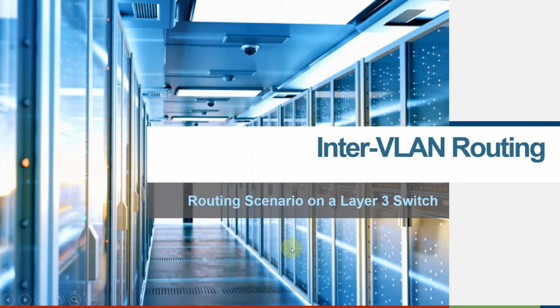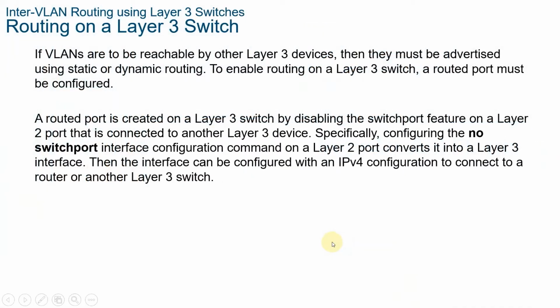Routing scenario for a layer 3 switch. If VLANs are to be reachable by other layer 3 devices, then they must be advertised using static or dynamic routing. To enable routing on a layer 3 switch, a routed port must be configured. A routed port is created on a layer 3 switch by disabling the switch port feature on a layer 2 port that is connected to a layer 3 device.